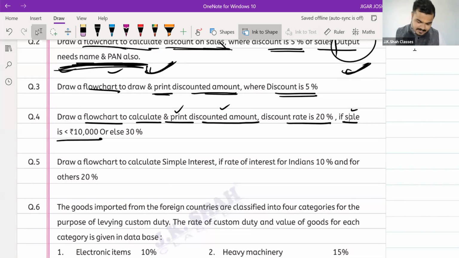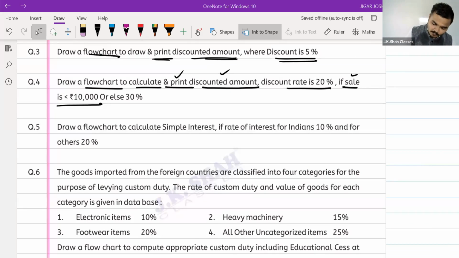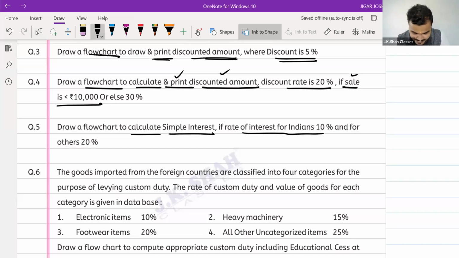All my dear charters, listen to the next question very carefully. Draw a flowchart calculating the simple interest, if the rate of interest for Indians is 10% and for others it is 20%. It is very simple. We need to ask the person whether that person is Indian or not. If he is Indian, then the interest rate would be 10%. And if he is a foreigner, then the interest rate would be 20%.